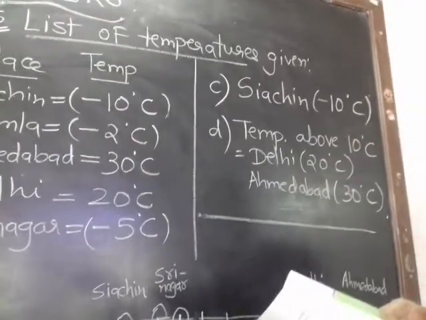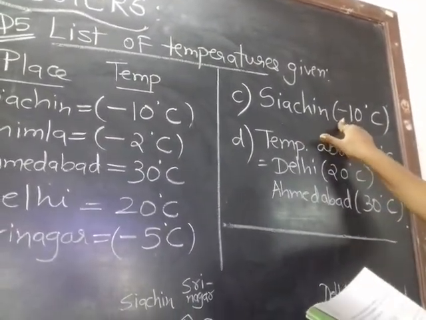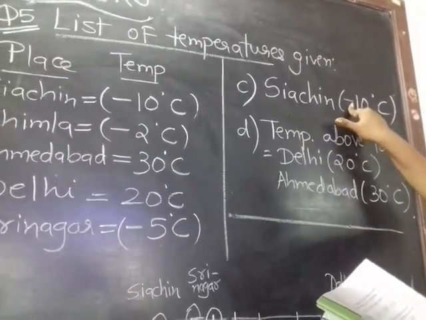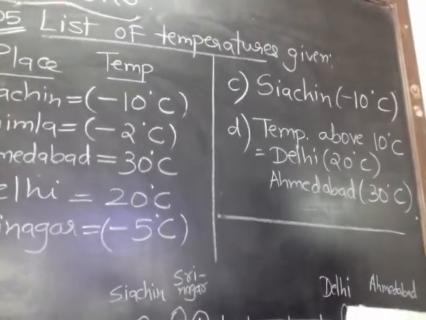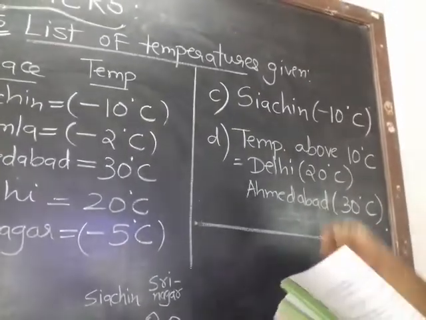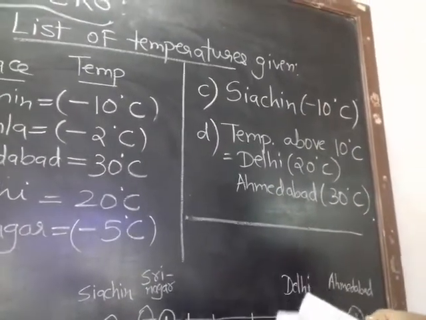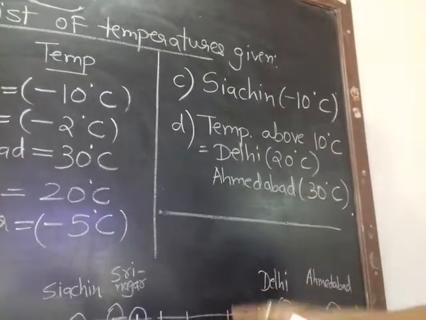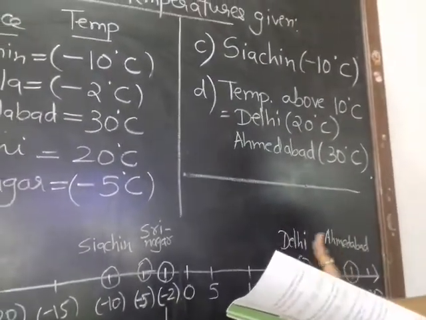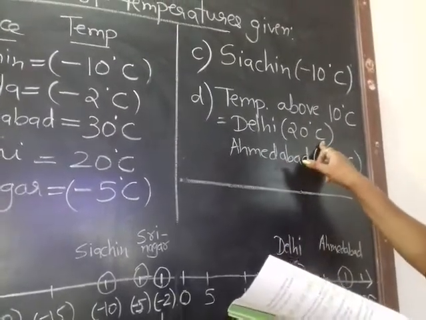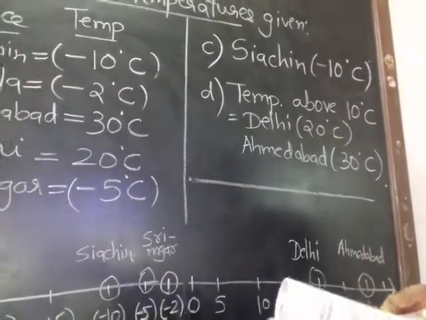Which is the coolest place? But obviously, Siachen is the coolest place, as I said. In minus, the number which is having minus sign is the smallest one. So Siachen is having the coolest temperature, coolest place. Write the names of the places where temperatures are above 10 degree Celsius. Above 10 degree Celsius means obviously they are bigger than 10 degree Celsius. So which are the two places we have? Delhi, that is 20 degree Celsius, and Ahmedabad 30 degree Celsius. Hopefully this is clear to you.